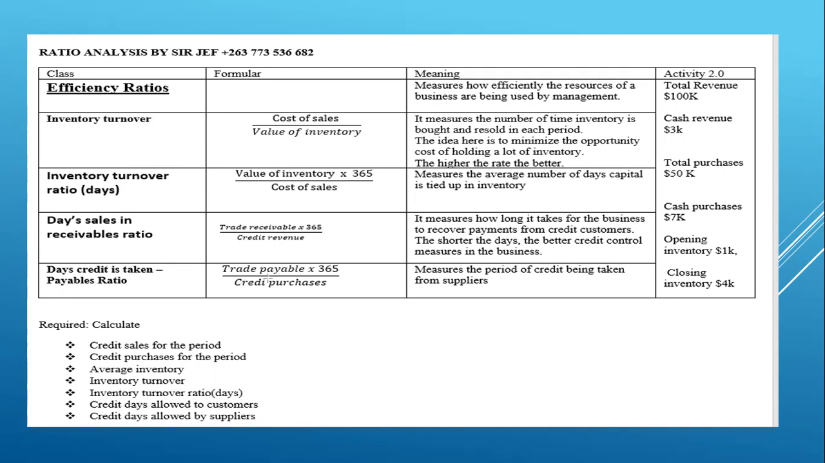Then we move on to what we call credit days credit taken or payable ratio. Okay, this is calculated as follows. Trade payables, these are our credit suppliers. We multiply by 365, divide by credit purchases. So the interpretation, it measures the period of credit being taken from suppliers. So in this case, we are saying how much credit period are we given by our suppliers under the payable ratio. Then under the receivable ratio, we're saying how much time are we giving to our credit customers?